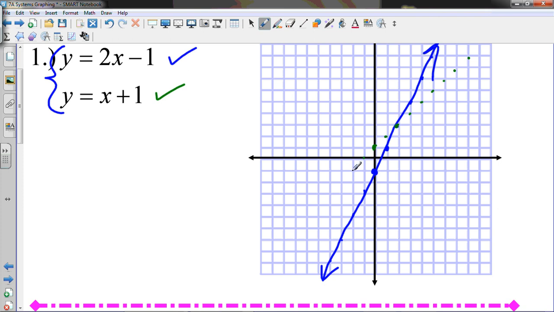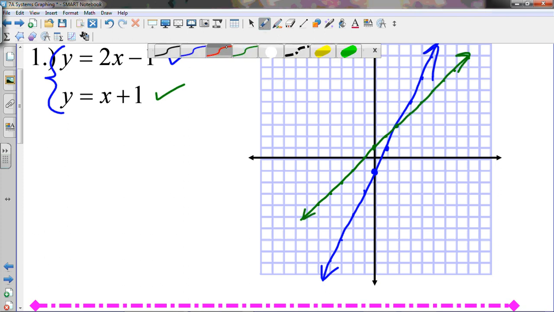So we can see that they have different slopes, different starting points. But at some point in time, they do intersect each other, right there. I kind of highlight that in red. And we can see that that's the point where they're both crossing at the same time. So what is the ordered pair of that point? We go over 2 and up 3. So 2 comma 3 is the solution for both of these equations.